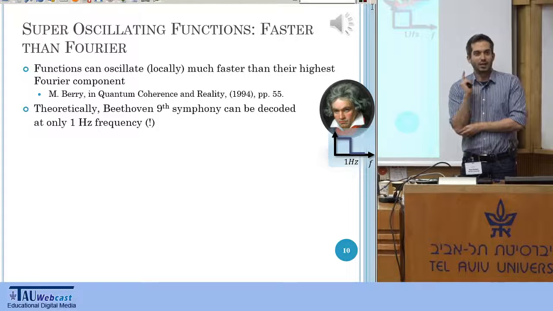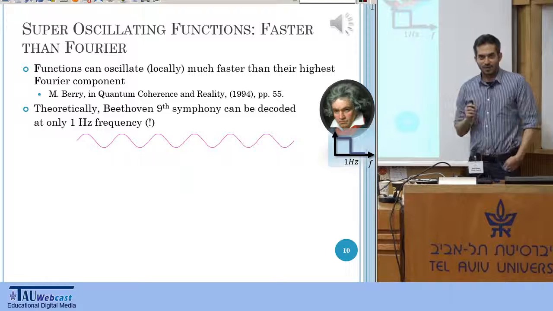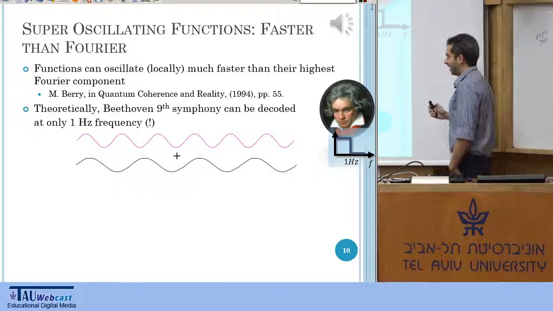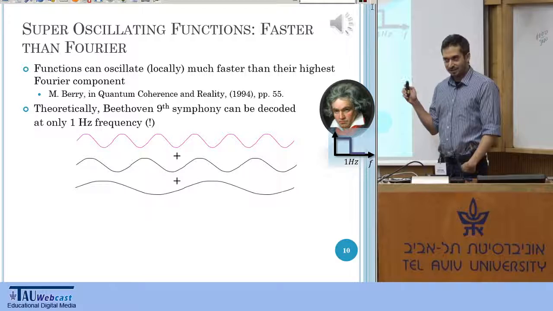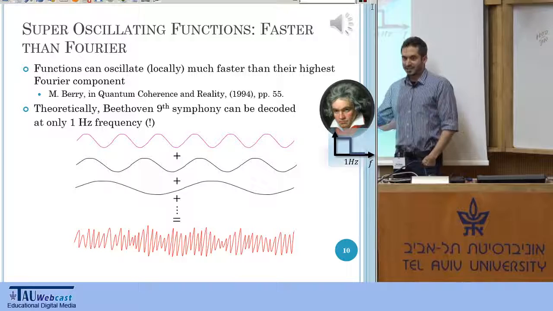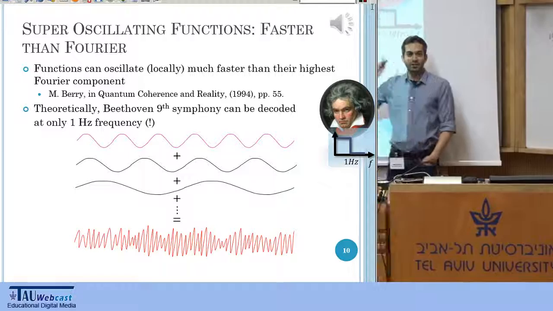And just to make sure you understand what I mean by this, let's take a 1 hertz frequency, add to it a frequency slower than 1 hertz, add to it a frequency even slower than this, and add many other frequencies. All of them are slower than 1 hertz. And what we get in the end is a very dense function that can be Beethoven's Ninth Symphony. And if we take the Fourier transform of this, what we get is a band-limited function with 1 hertz as the highest frequency component.